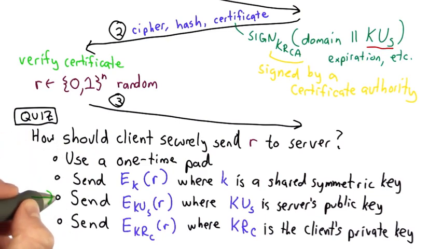The answer is the third choice, that the client should send the random value encrypted using the server's public key. Both of the first two options assume that the client and server already share a symmetric key.